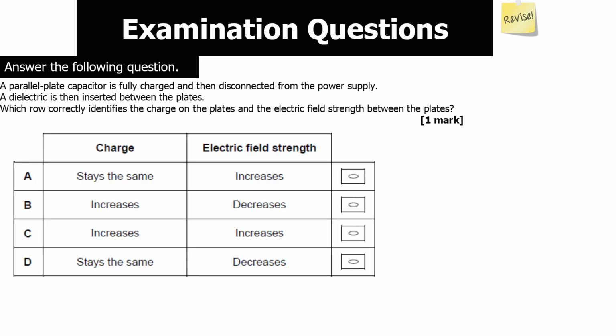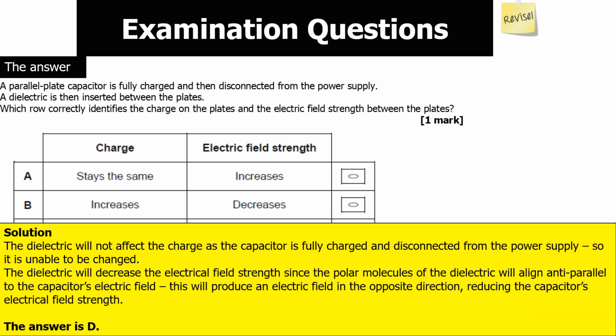The next question says, a parallel plate capacitor is fully charged and then disconnected from the power supply. A dielectric is then inserted between the plates. Which row correctly identifies the charge on the plates and the electrical field strength between the plates? So pause the video now, then unpause the video when you want to go through your answer. Right, so the point is, in this particular question, the dielectric will not affect the charge as the capacitor is fully charged and disconnected from the power supply, so it's unable to be changed.